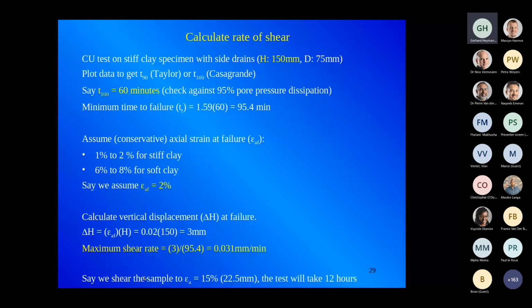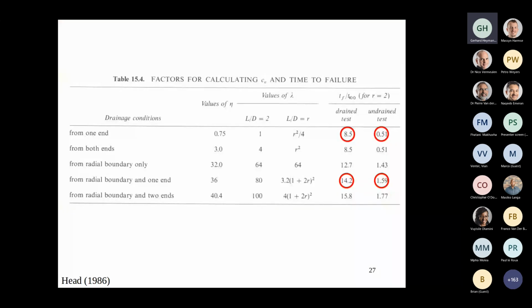But if you are the engineer, it's really easy to check whether the sample was sheared too fast. All you do is you go to a table like this, and there it is. And you say, let's say it was drainage from one end and was an undrained test, then the minimum time to failure should be longer than 0.51 times T100. Now, T100, of course, you get from your consolidation stage. And you can simply go and check which point on my stress path was the first one to reach the failure envelope. And that's the time to failure, and that should be longer than the minimum time to failure.